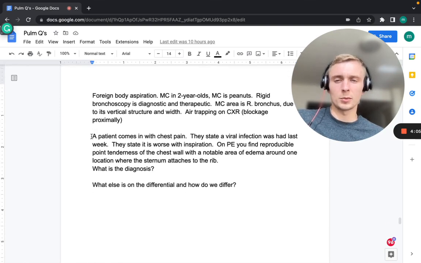Next one is a patient that comes in with chest pain. They state they had a viral infection last week. They state this chest pain is also worse with inspiration. On physical exam, you find reproducible point tenderness of the chest wall with a notable area of edema around one location, just one location, where the sternum attaches to the rib. So again, important things: previous viral infection, chest pain, worse with inspiration, reproducible point tenderness, and notable edema around only one location. What is the diagnosis, and what else is in the differential, and how do we differentiate it from this condition?